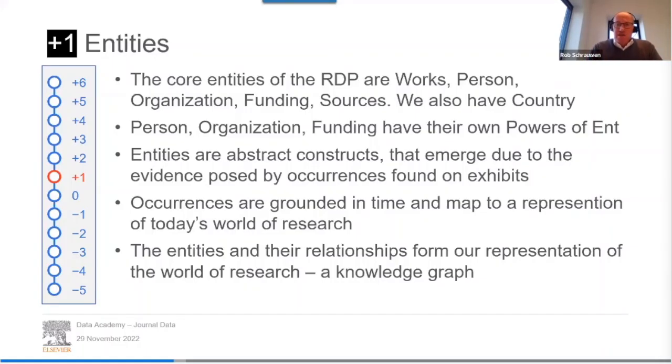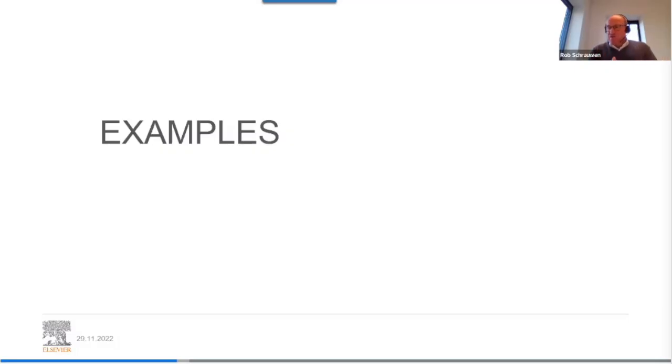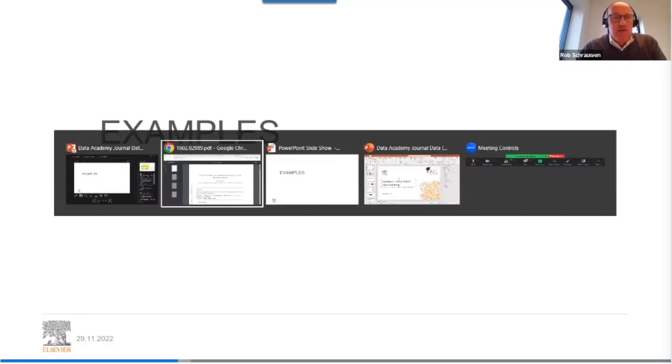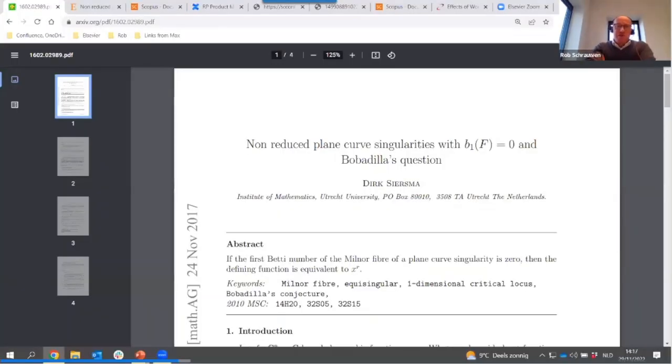So these entities are abstract constructs emerging from the evidence posed by the occurrences, as I said. They are grounded in time, and the entities and their relationships form our knowledge graph, our representation of the world of research. So now I wanted to show you a few examples. I have lots of examples that I could show you of those exhibits or entities, especially of the works.